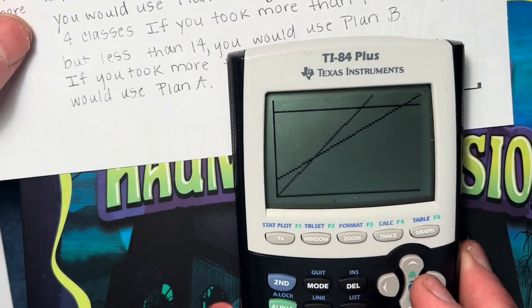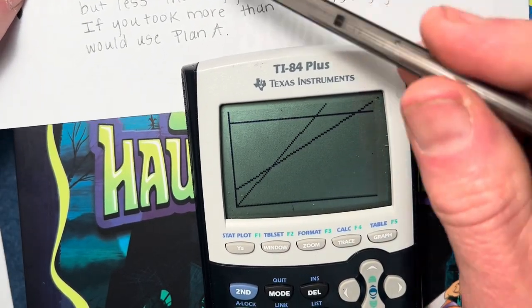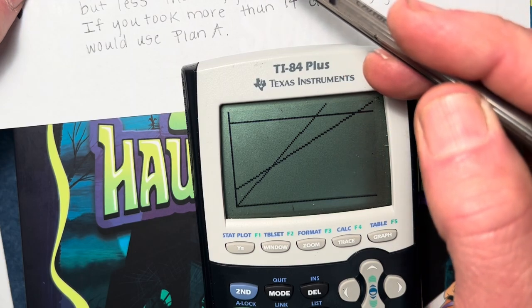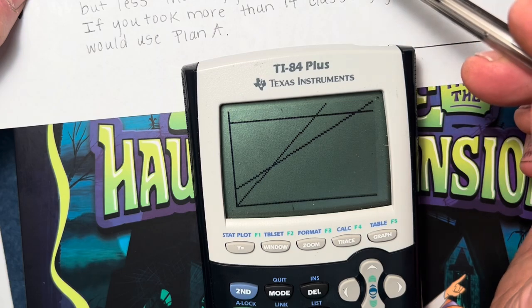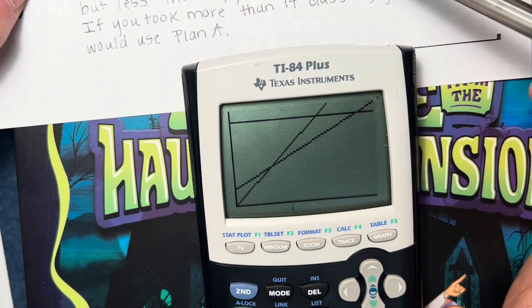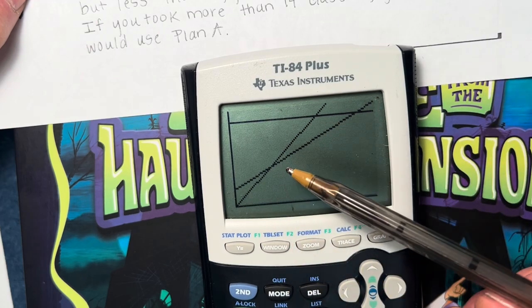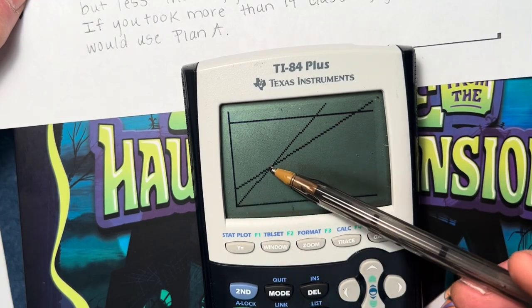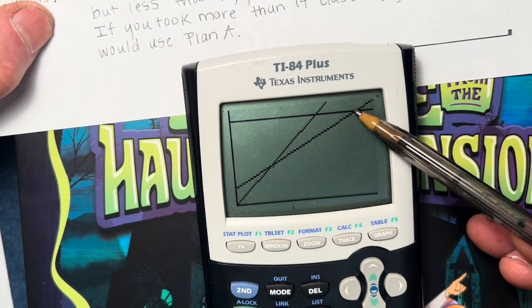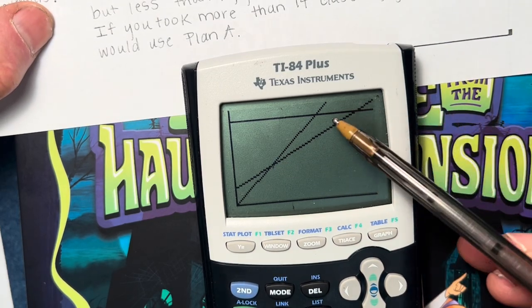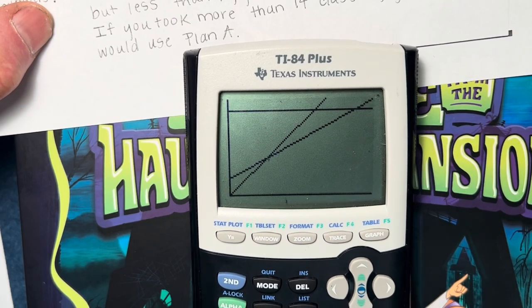Under what circumstances would the number of lessons you use make plan A, B, or C a better choice? Just explain. So you can just see that if I'm taking up to the intersection of this point, anything less than that, the pay-as-you-go plan would be best. And then if I find this point, anything beyond that is going to be the flat rate. I can find those by doing the following keystrokes, so watch carefully.